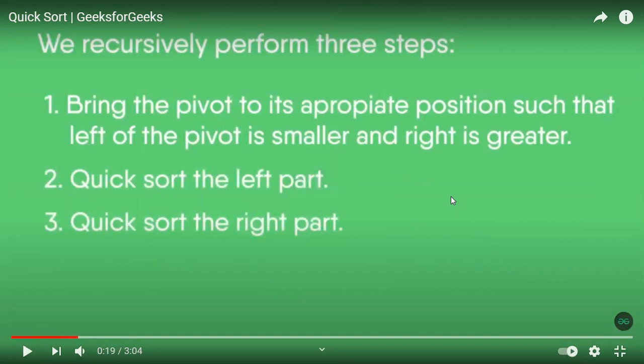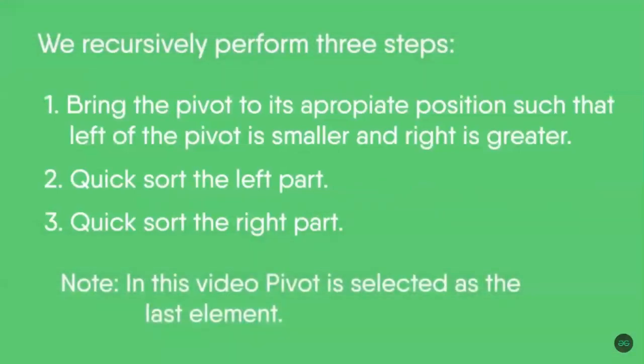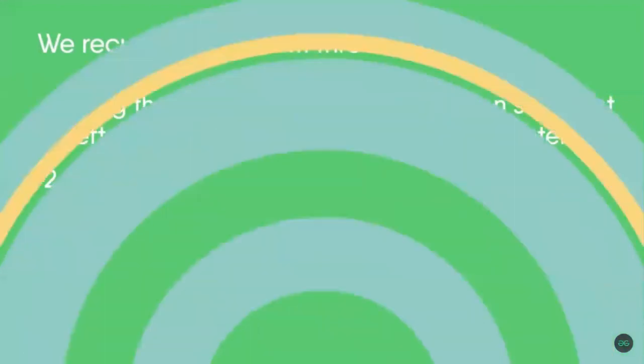We recursively perform 3 steps. Bring the pivot to its appropriate position such that the left of the pivot is smaller and the right is greater. Then quicksort the left part, and quicksort the right part. Clear? Note, in this video, the pivot is selected as the last element.